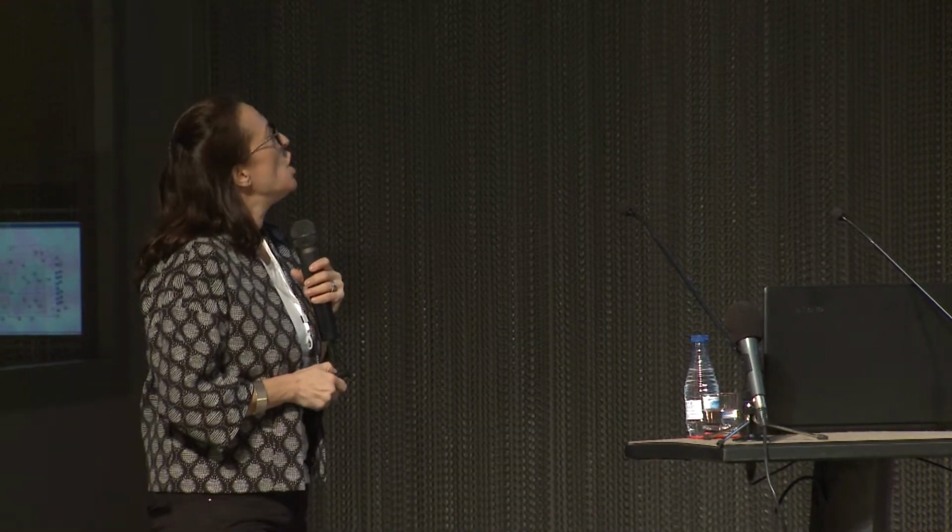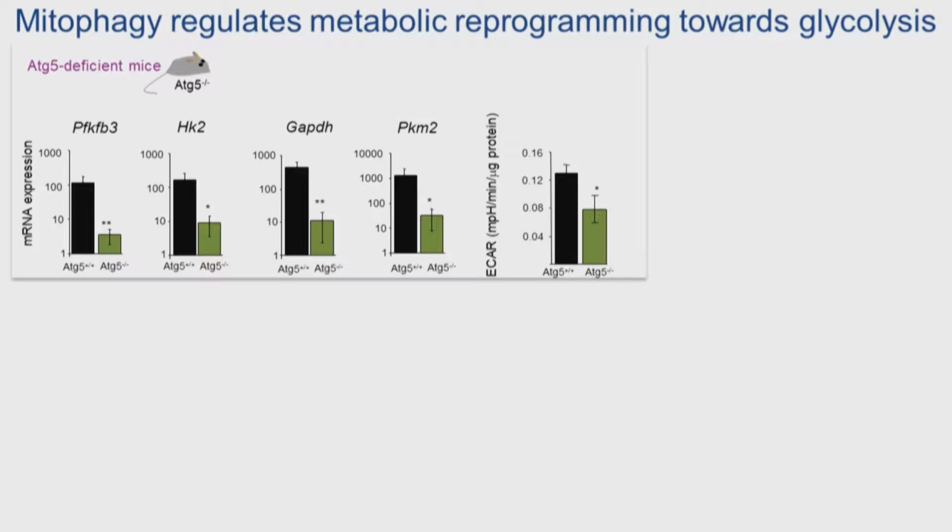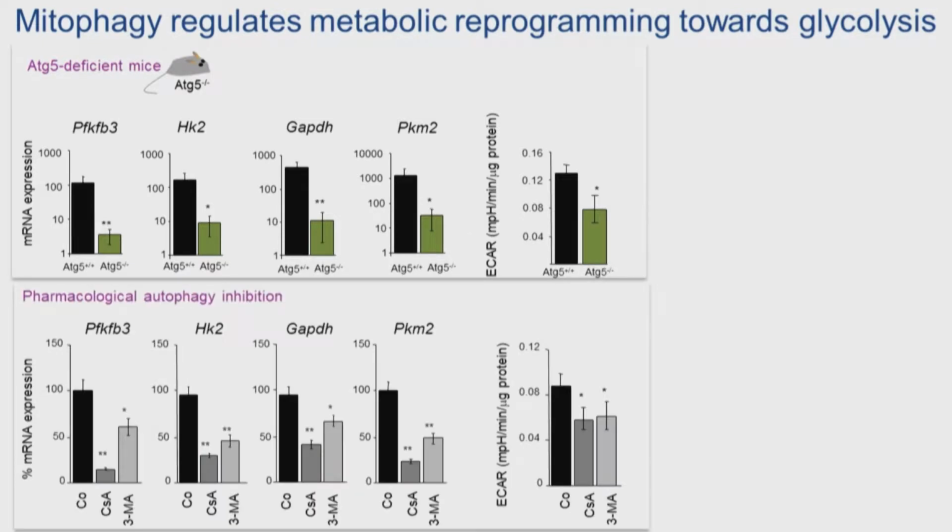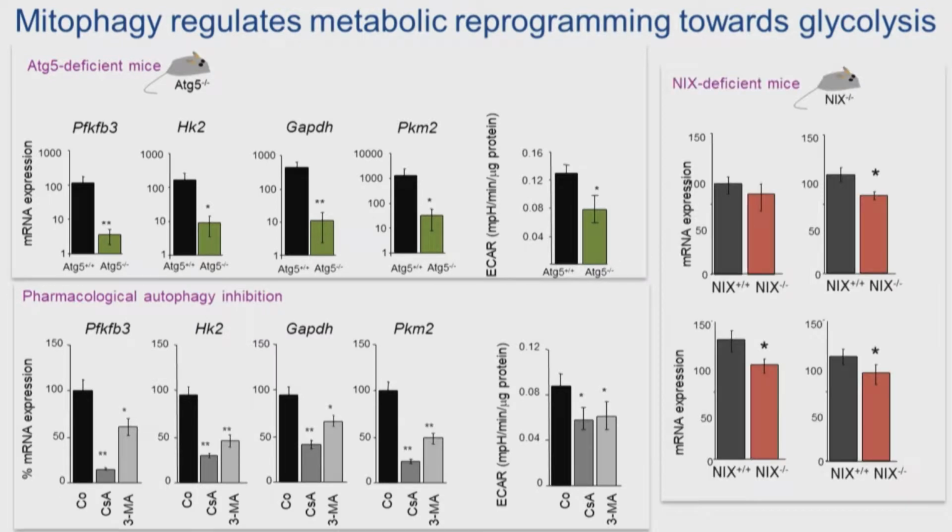The next question is, is this glycolytic switch regulated by mitochondria, by mitophagy? And the answer is yes. So we looked at the mRNA expression in the ATG5 deficient retinas, and you can see that these retinas have reduced expression of many glycolytic enzymes. They also have reduced lactate production. This phenotype was also observed by using retinal explants, and we could see that using 3-MA and cyclosporine A also reduced expression of all these glycolytic enzymes and also lactate production. And this phenotype was also observed in the Nix deficient animals. So this data indicated that mitophagy was upstream of the glycolytic switch, and it could be regulating metabolic reprogramming towards glycolysis.